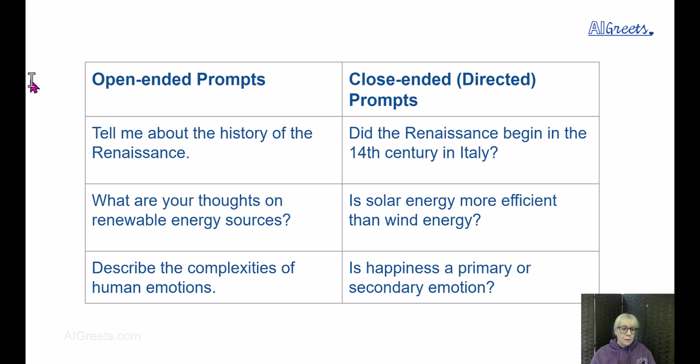And then just a couple of other examples. Open-ended prompts, like, what are your thoughts on renewable energy sources? Very, very general. Versus, is solar energy more efficient than wind energy? And that's going to give you a totally different kind of reply. Describe the complexities of human emotions. That will definitely send ChatGPT on a tangent. In my experience, it's a topic that's close to its heart. And then you can also ask, is happiness a primary or secondary emotion, if you need this for a project, I don't know, in psychology or something.